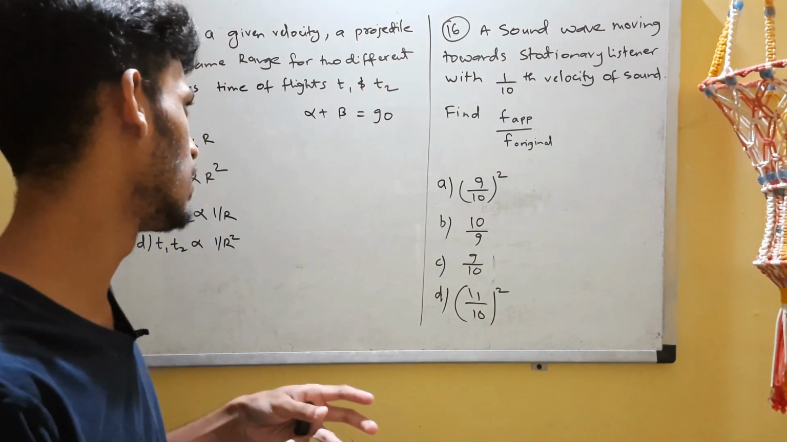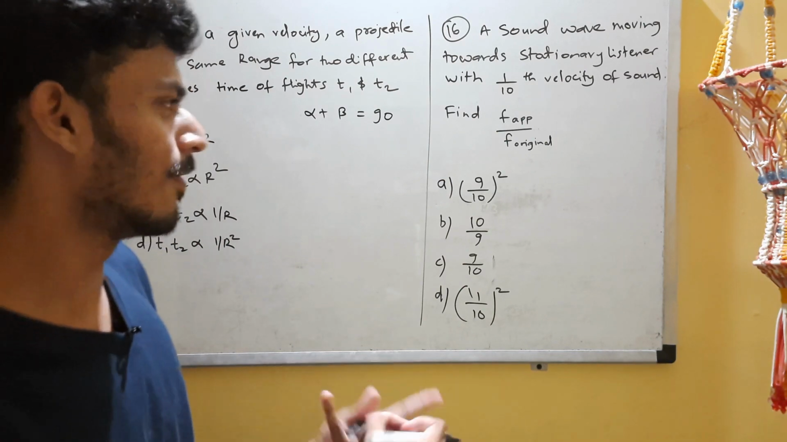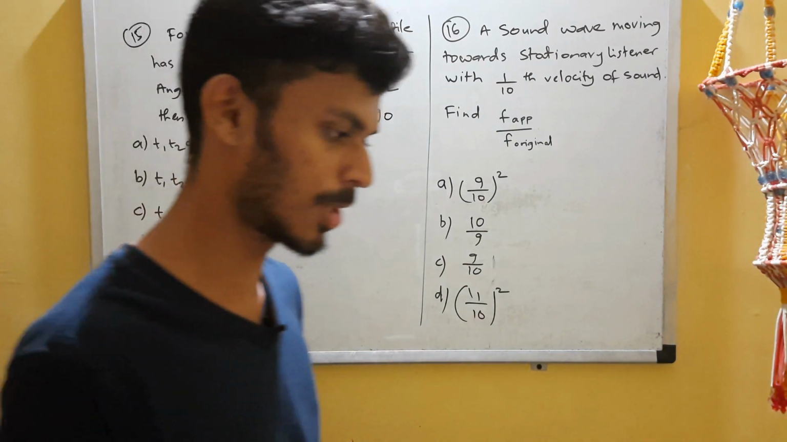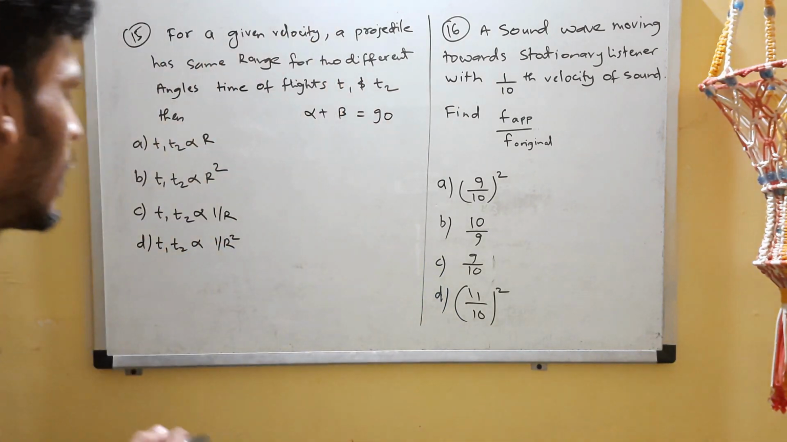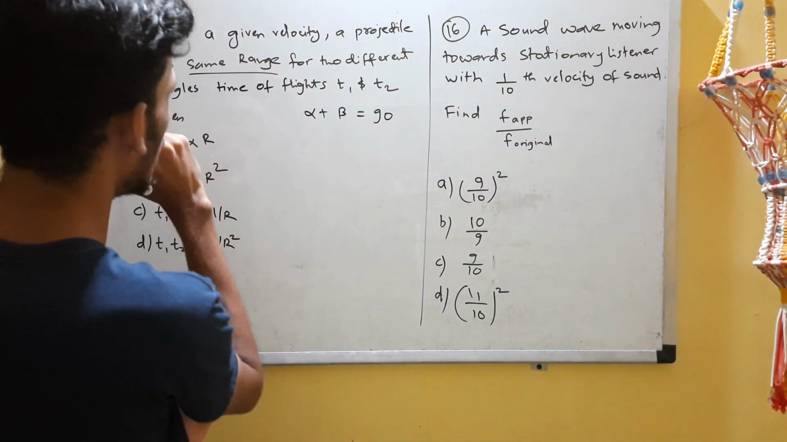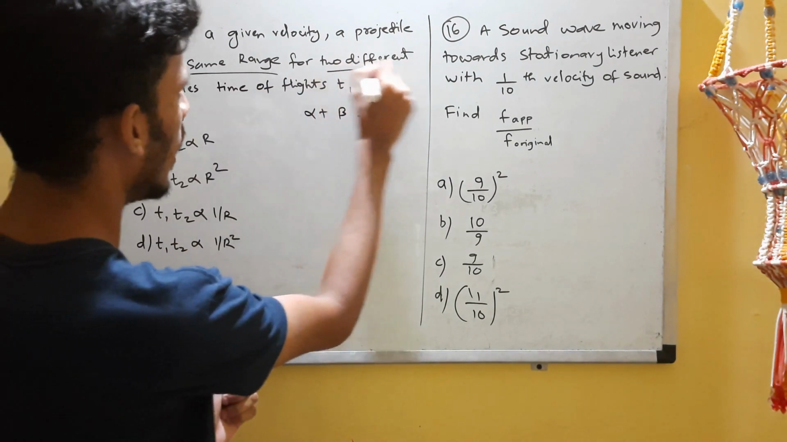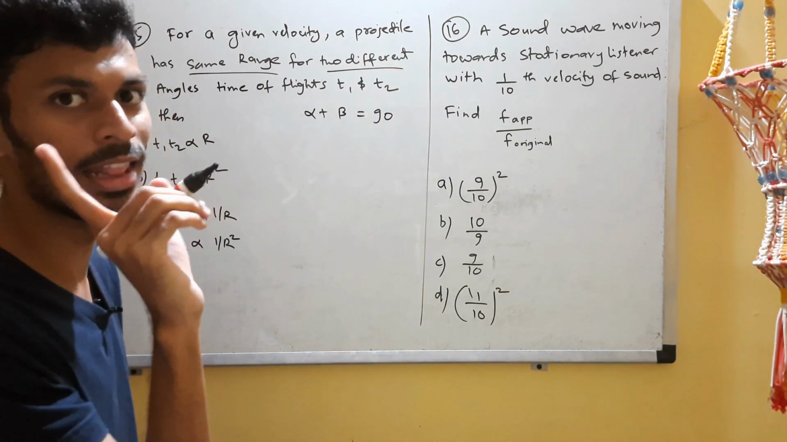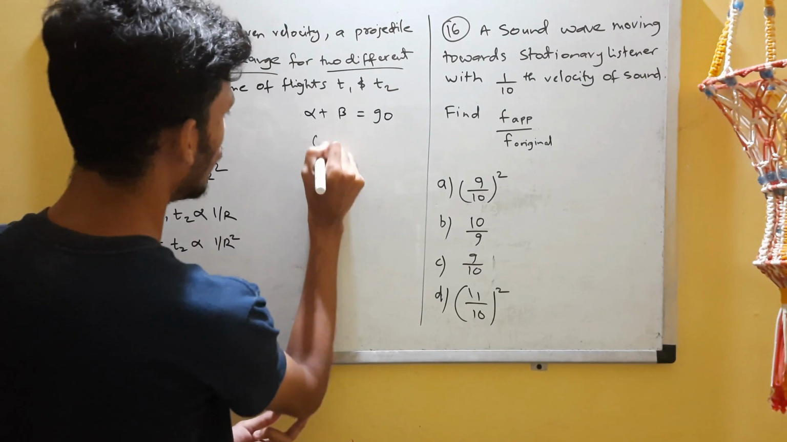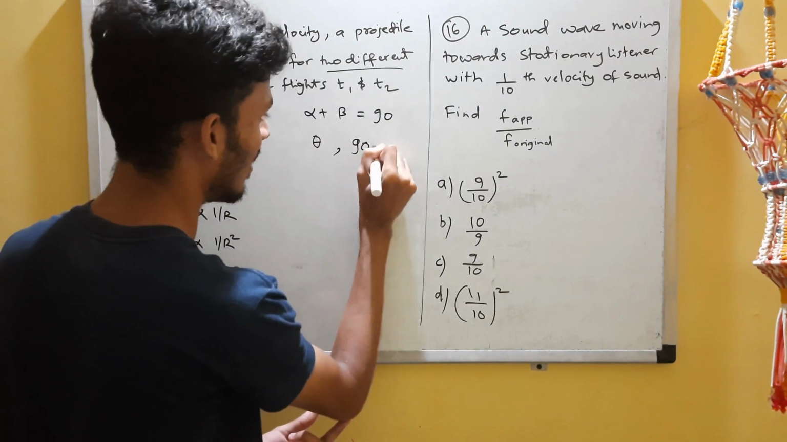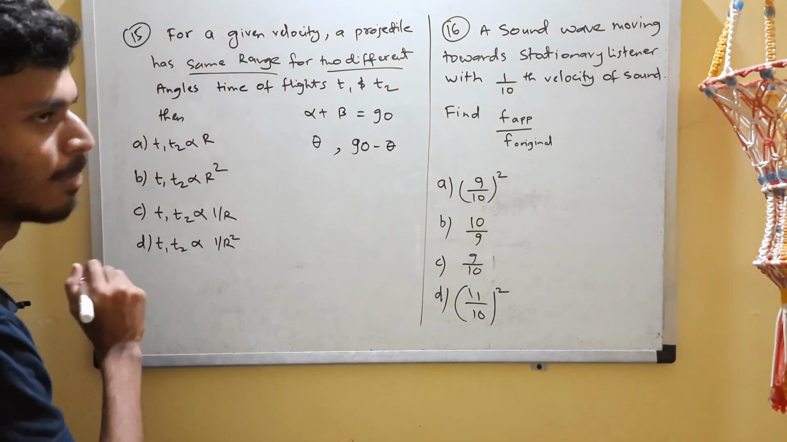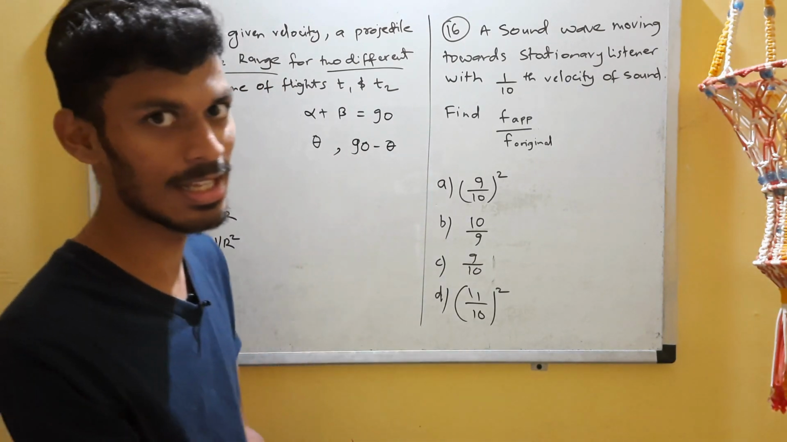So or else you can say 75-15, those also, okay. So basically two angles that add up to 90 will have the same range. Okay, we are speaking of the same range, and the two angles that we are speaking over here are nothing but complementary angles. So if one angle is theta, the other is 90 minus theta. Okay, so these are two complementary angles. If you add them, the sum is 90.